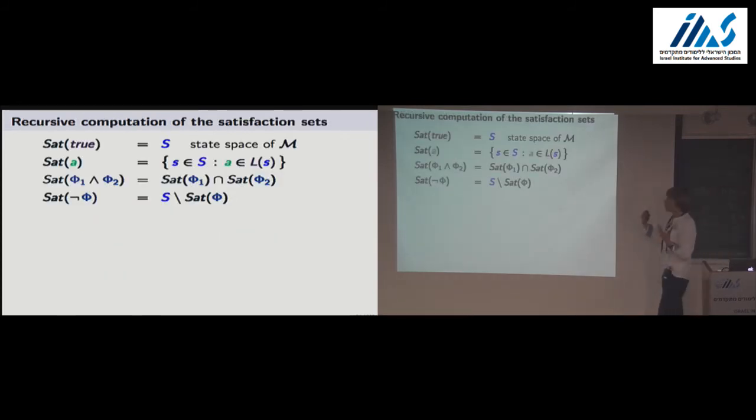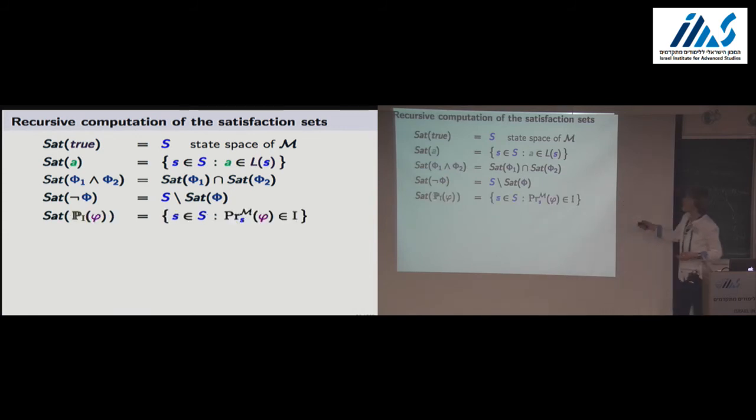Now this recursive computation of the satisfaction set: just go again to this definition of the satisfaction relation and rephrase it for the satisfaction sets. This is trivial for the propositional logic fragment, and it is also somehow trivial for the probability operator. The satisfaction set for this formula P_I(phi) is simply the set of all states s where the probability for formula phi when starting in state s belongs to the probability interval I.